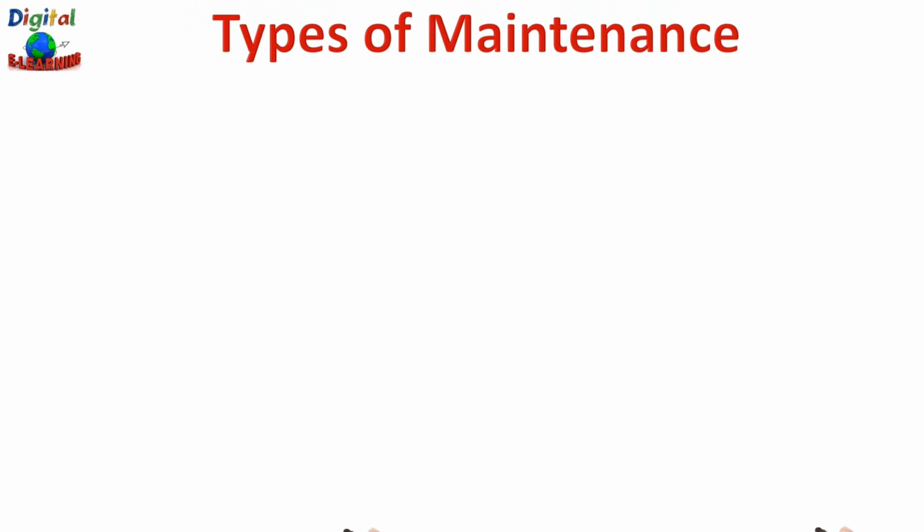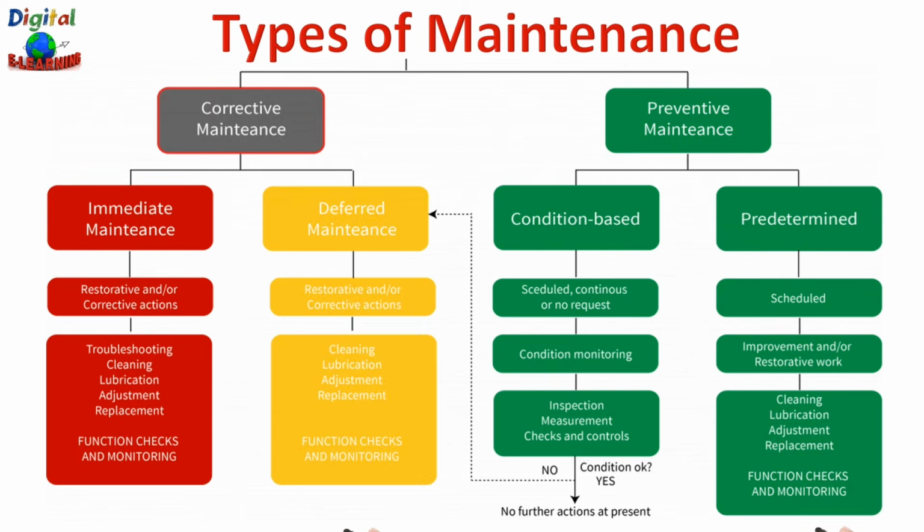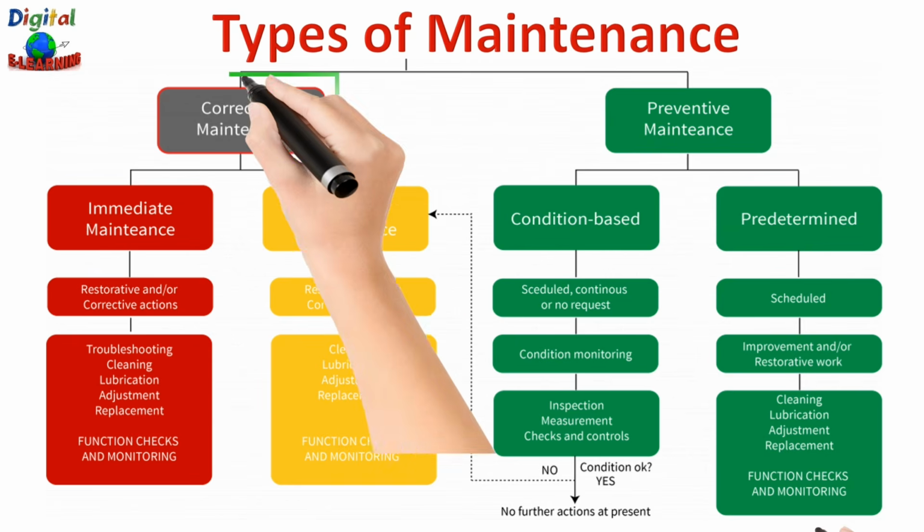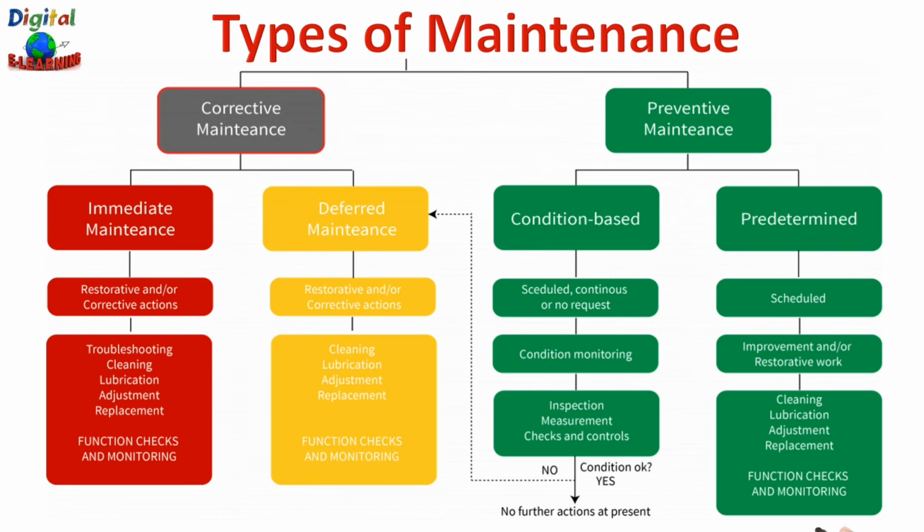Now let us understand the different types of maintenance. Broadly, there are two types of maintenance: corrective maintenance and preventive maintenance. Corrective maintenance is implemented right after the defect has been detected on the piece of equipment or the production line. Its objective is to make the piece of equipment work normally again so that it can perform its assigned function. Corrective maintenance is basically of two types: immediate maintenance and deferred maintenance.